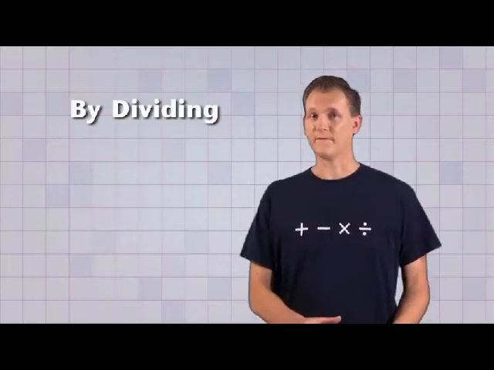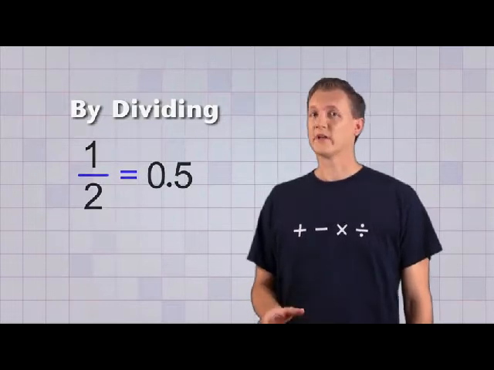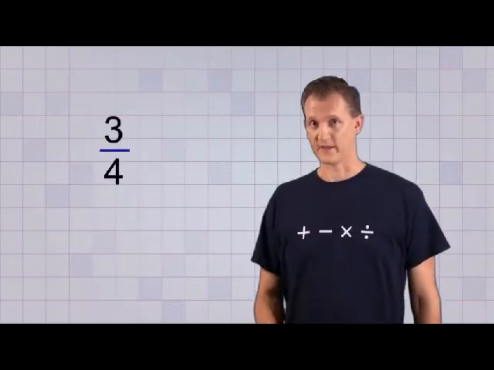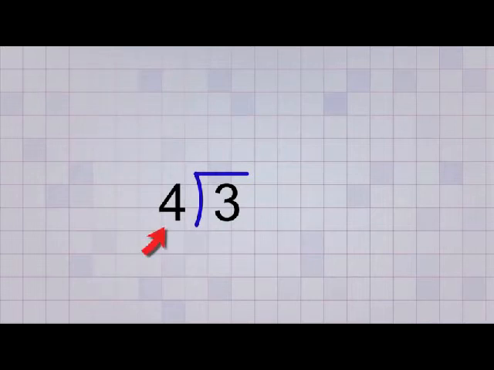So by dividing, we figured out that the decimal value of 1/2 is 0.5. Now let's try converting the fraction 3/4 by dividing. Of course, we start by rewriting our fraction like this, 3 divided by 4. And again, we run into the same problem. 4 is too big to go into 3, so it looks like we're going to need a decimal point here too.